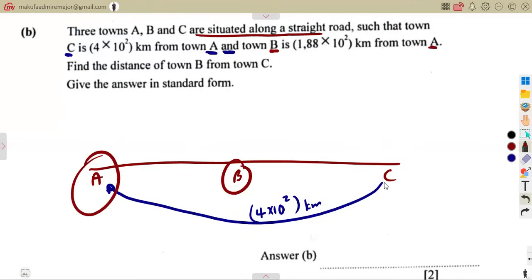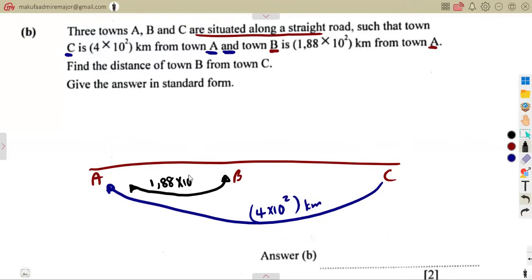B from A. The distance that we are given for B to A is 1,88 times 10 to the power of 2 kilometers. Find the distance of town B from C. So we need this distance of B from C. Give your answer in standard form.